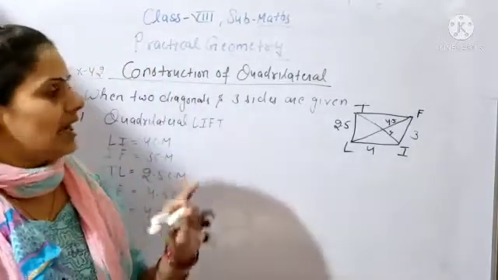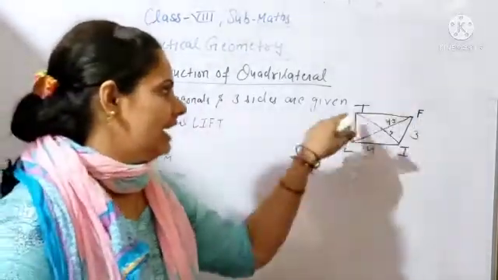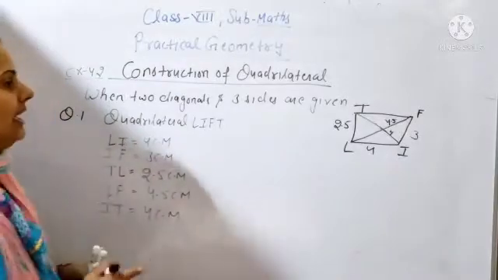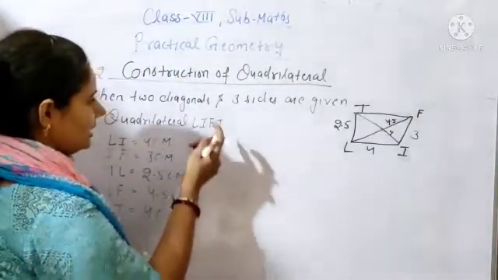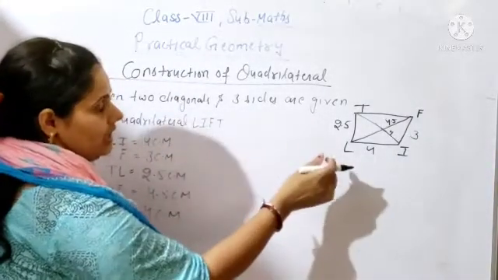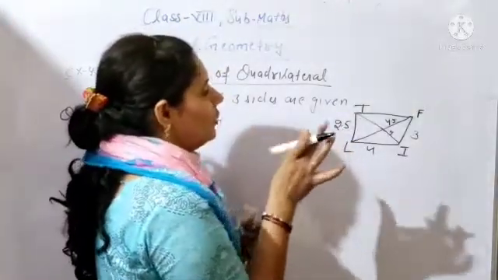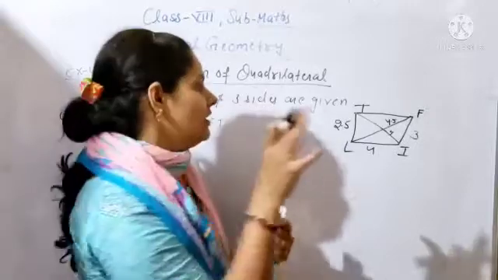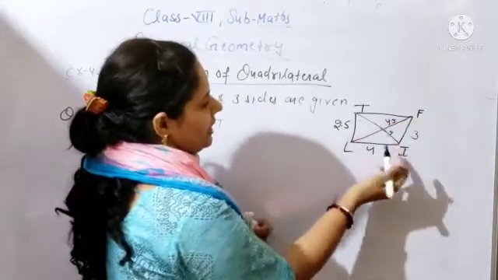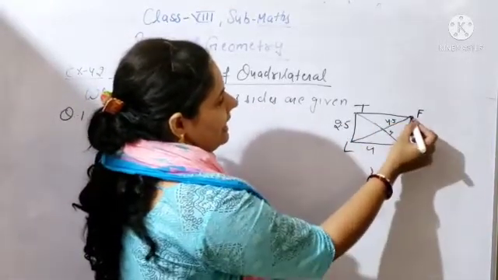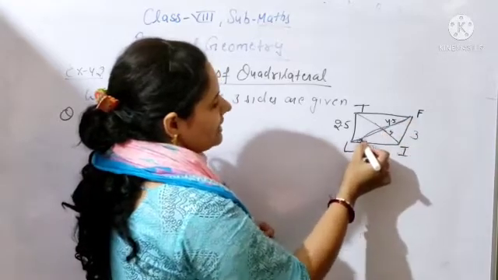So this is a rough diagram of the quadrilateral LIFT. Now we will construct the quadrilateral LIFT. Here you can see both the diagonal lengths are given. So first of all you will select any one diagonal. For example, if you are selecting the diagonal LF, you can select any one diagonal.